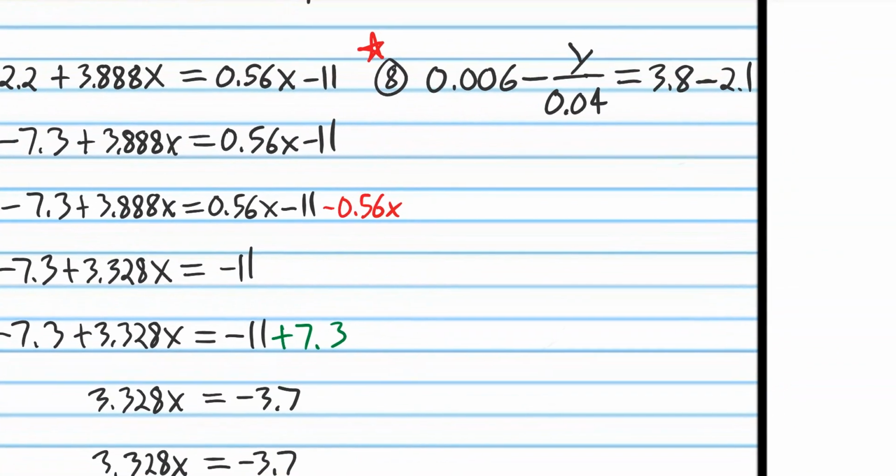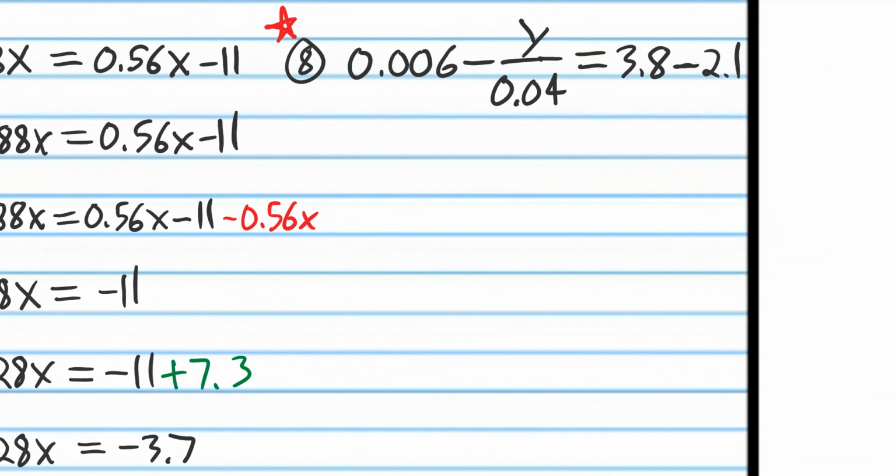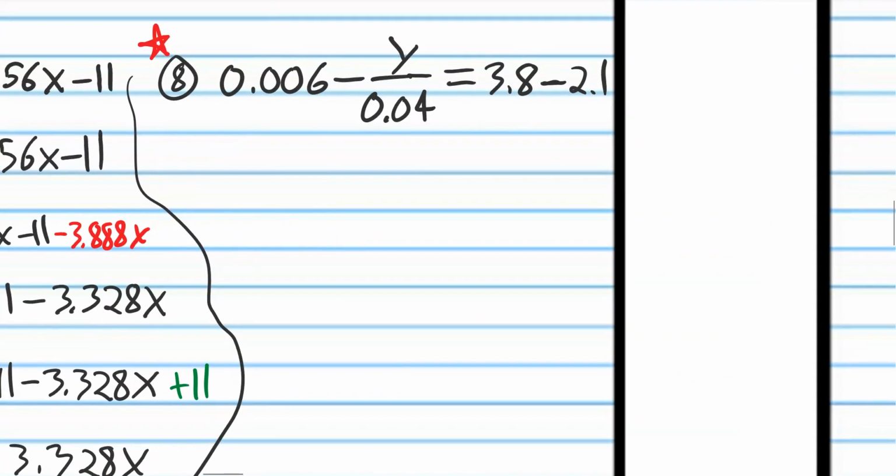All right, we're going to go on to the next one. Let's do number 8 together. Number 8's a little bit different because we have this negative sign in front of the fraction. So on the right side of the equation, 3.8 minus 2.1. I've got my calculator for that. 1.7.